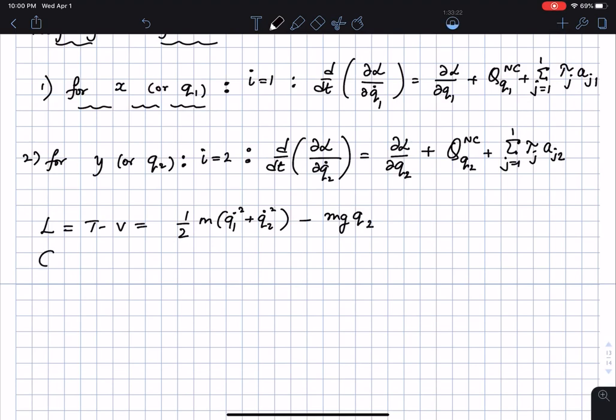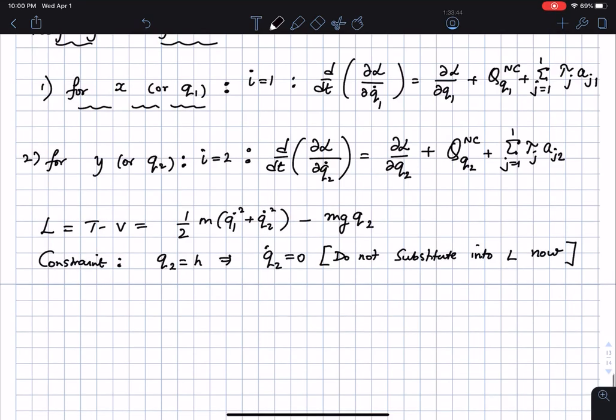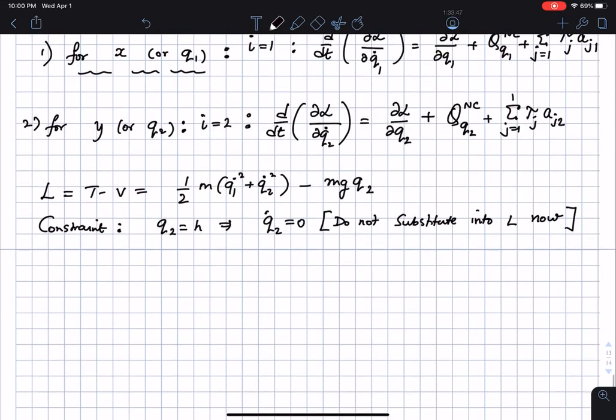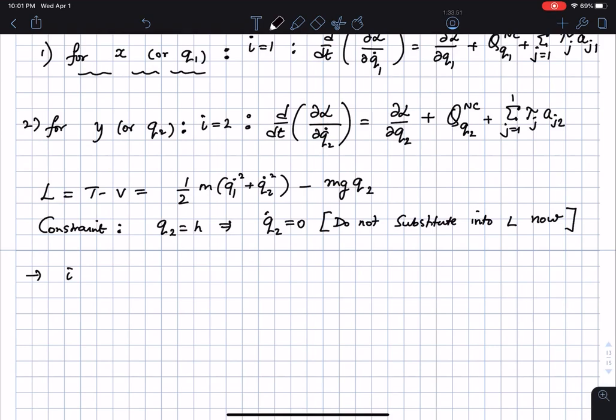Then the constraint is q2 is equal to h, or q2 dot is equal to 0. Do not substitute this into L now. Okay, do not substitute this into the Lagrangian now. Then I take the i is equal to 1 equation, the x equation.